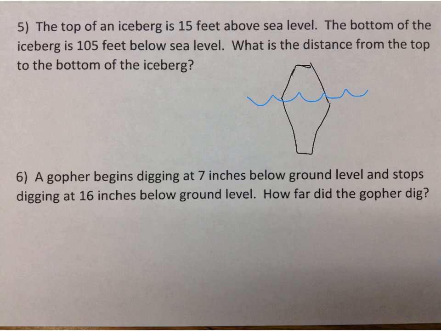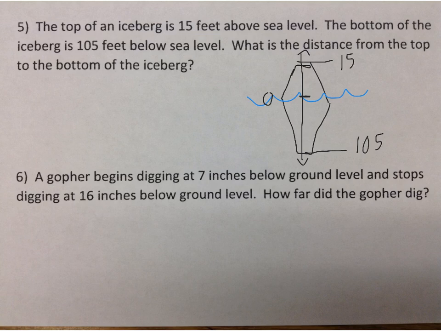Going back to our problem, the top of an iceberg is 15 feet above sea level. You can think of sea level as 0, like a number line, with sea level right at 0. The top of this iceberg right over here is 15 feet. The bottom of the iceberg is 105 feet below sea level, so you can think of the bottom right here as negative 105 on a number line. What is the distance from the top to the bottom of the iceberg?